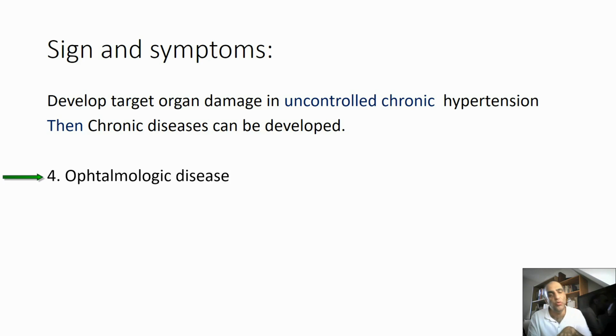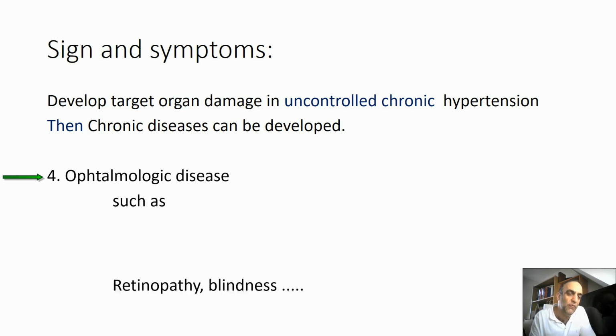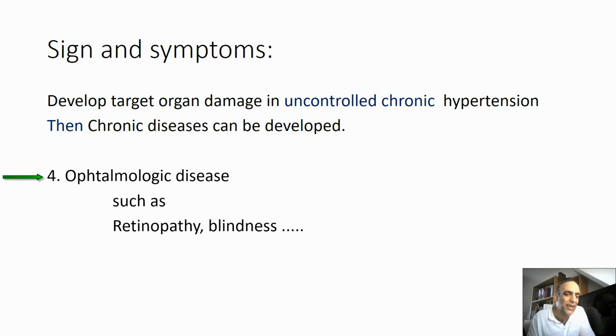Ophthalmic disease: as you know, the vessels of the eyes are very, very sensitive to pressure, and also very narrow, and it's very important. In ophthalmic disease, for example, retinopathy and blindness because of the increased pressure in the vessel. Also, it can cause increased pressure inside the eyes, and if it increases, it can affect the optic nerve, and maybe cause blindness in the person.